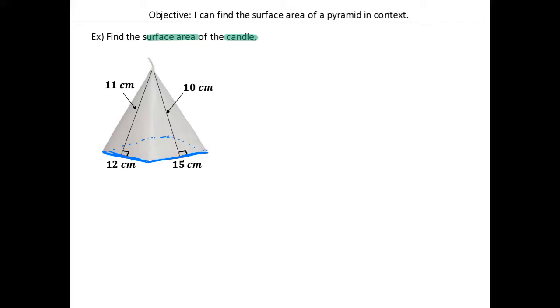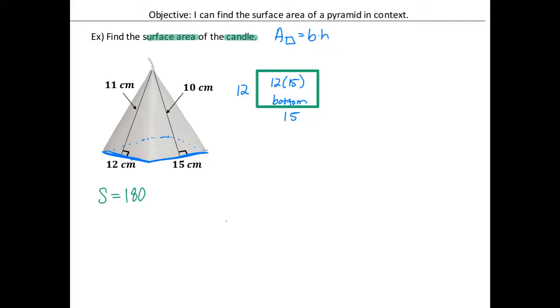So if I were to draw my rectangle, we are going to have a side of 12 over here and then 15 right here. So how do I find the area of a rectangle? You just multiply, right? So this is the bottom. The formula for area of a rectangle is base times height. So for that, I'm just going to do 12 times 15. Okay. And that's going to be my first side, the bottom. So what is 12 times 15? This is 180, my base.